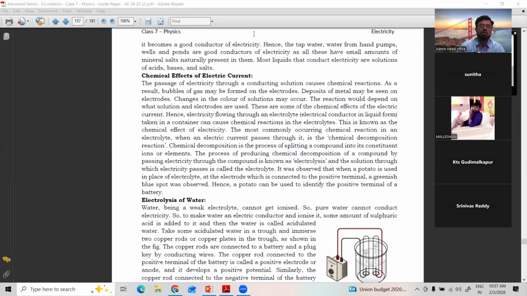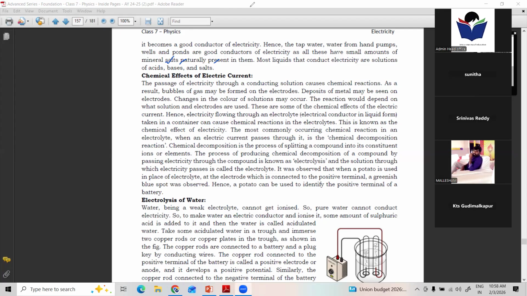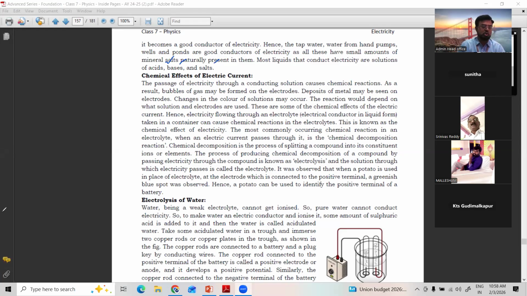Hence the tap water, water from the hand pump, well, and pond are good conductors because they contain salt. All these have a small quantity of mineral salts naturally present in them. Most liquids that conduct electricity are solutions of acids, bases, and salts. Right? Now, as I told, there are different effects. First we'll see the chemical effect of electricity. So what is the chemical effect?